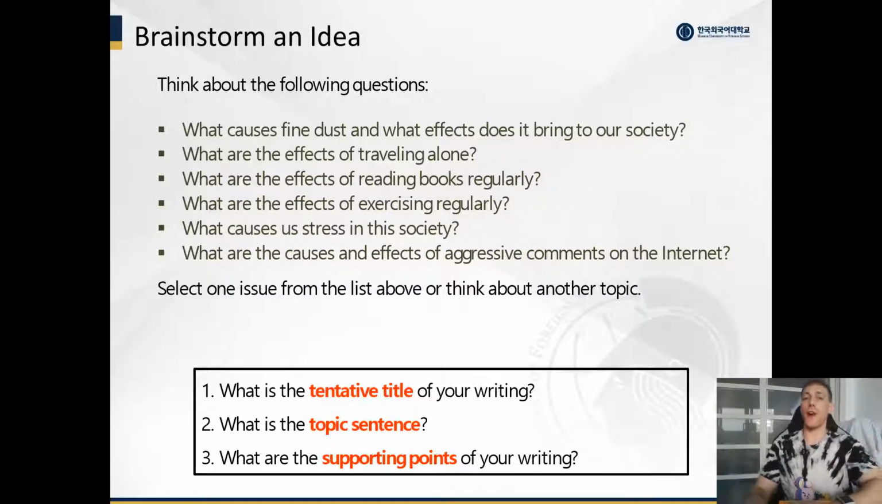What are the effects of traveling alone? What are the effects of reading books regularly? What are the effects of exercising regularly? What causes us stress in this society? There are a lot of things you can write down. What are the causes and effects of aggressive comments on the internet? Like anonymous online comments.